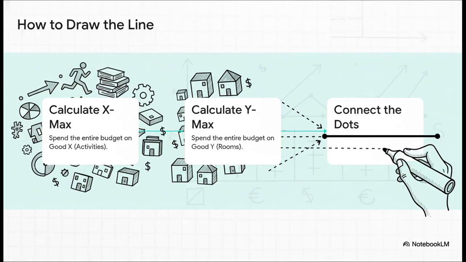So how do we actually draw this line? It's incredibly simple. All you do is calculate the two most extreme possibilities. First, what if you went all in on option X? And then, what if you went all in on option Y?